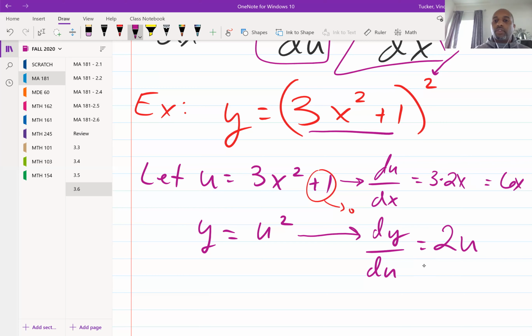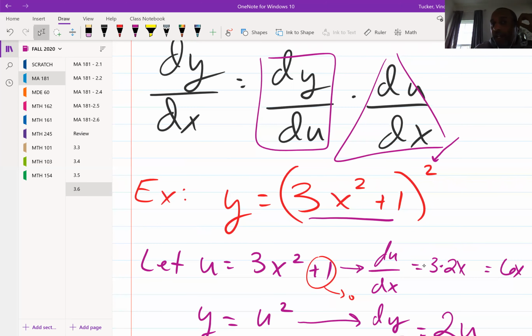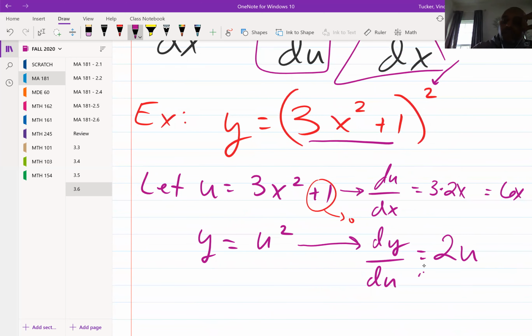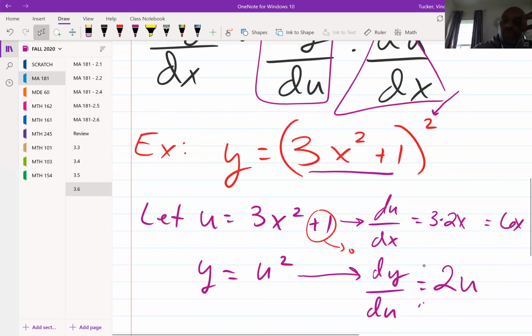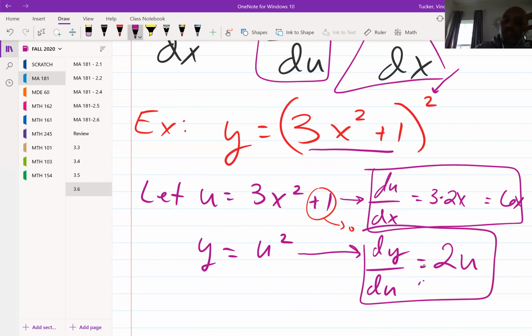Questions so far? So we had an inside part and an outside part. You let the inside part be equal to u. So that was 3x squared plus 1. And so if that is equal to u, y is equal to u squared, because you substitute in u for the 3x squared plus 1. Then, like I said, according to your chain rule, dy over du, that's taking the derivative of y with respect to u, which is what we did here. Then we take the derivative of u with respect to x, which is what we did here. So we have these two pieces.